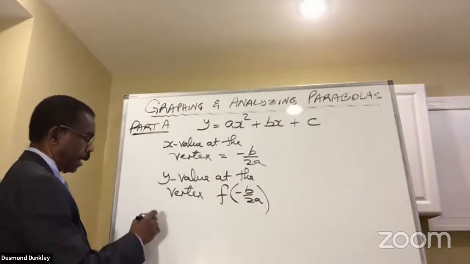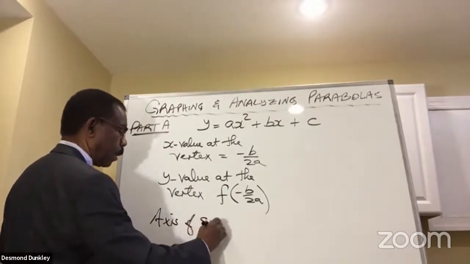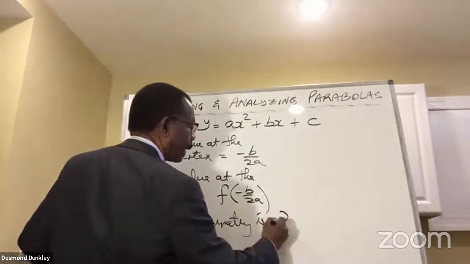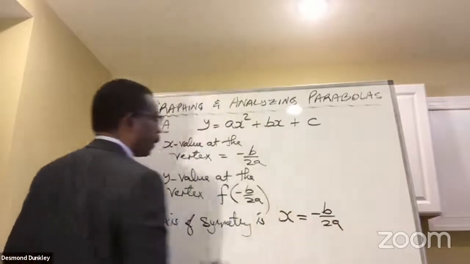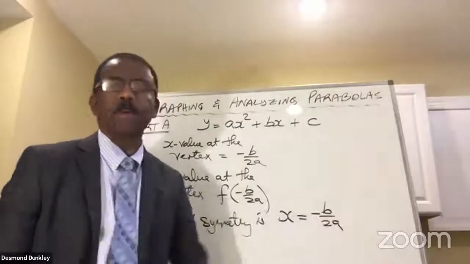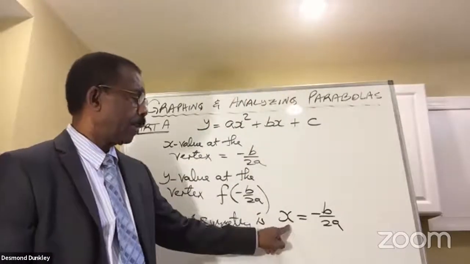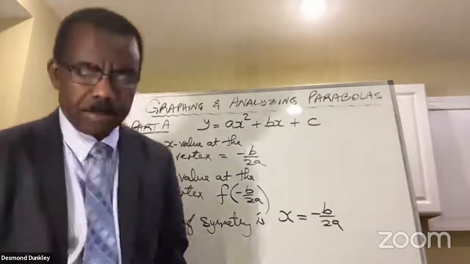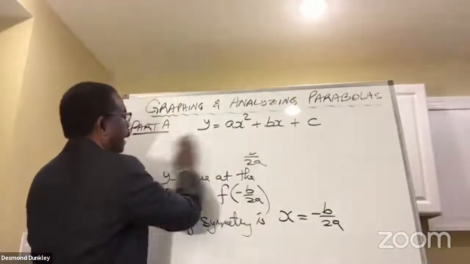Okay? And then the axis of symmetry is x equal to minus b over 2a. So whatever number we get for the x value, that is also the equation of the axis of symmetry. It's a vertical line, right? We're passing through the x value at the vertex. Okay? So now that we have these three things here, let's go ahead and start working on an example.